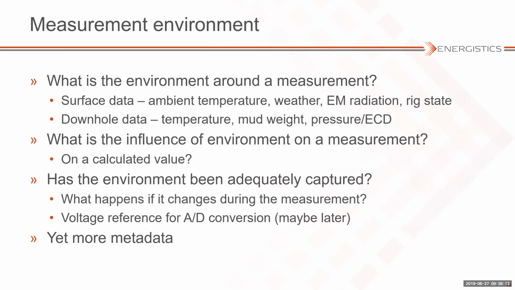And of course, there's a lot of other things that we should keep track of. There's surface information like what's the ambient temperature, is it raining? For downhole information, we always need to know what's the mud weight, what's the temperature downhole, and then we need to know of those things like mud weight and temperature, for example, how do those affect a value which is calculated?